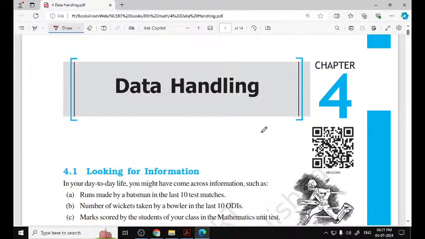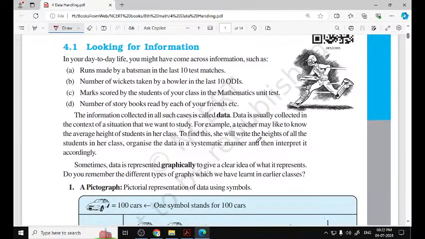Chapter 4, Data Handling. Looking for information. In your day-to-day life, you might have come across information such as runs made by a batsman in the last 10 test matches, number of wickets taken by a bowler in the last 10 ODIs, marks scored by students of your class in mathematics unit test, number of storybooks read by each of your friends, etc. The information collected in all such cases is called data.